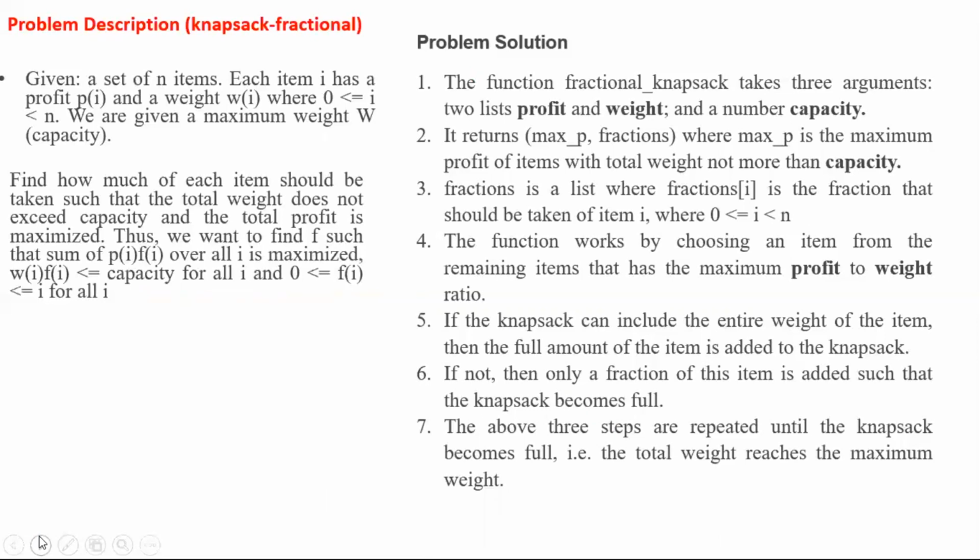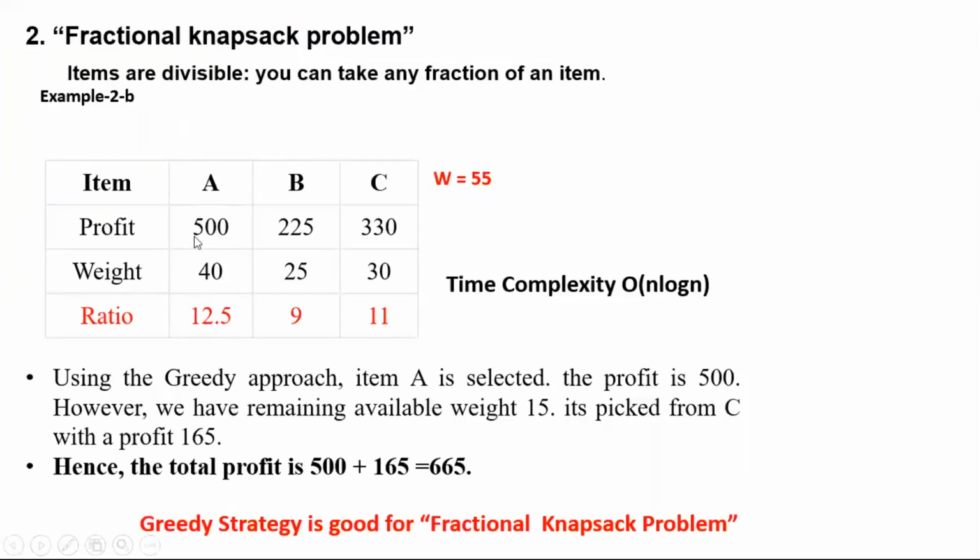Now we move to the fractional knapsack problem. The same statement. We have n items, each with a certain weight and profit, and a knapsack with a given capacity. But now we can take a fraction of an item. If we take the same example with 3 items, now this is the ratio, profit to weight. And the weight allowed in the knapsack is 55.